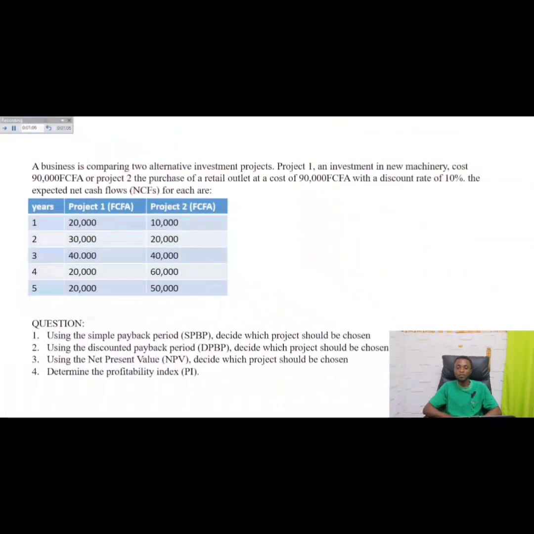The non-discounted techniques are those that do not take into consideration the time value of money, like the simple payback period. But the discounted techniques take into account the time value of money, like the discounted payback period and the net present value. In this lesson, we are going to be looking at the simple payback period, the discounted payback period, the net present value and the profitability index.